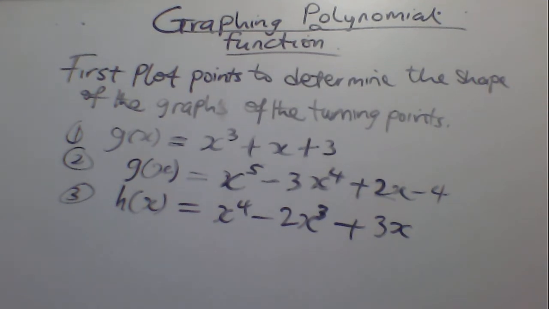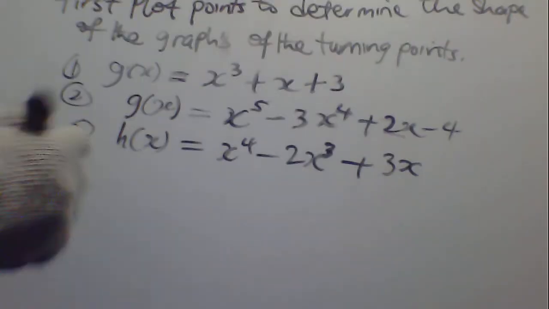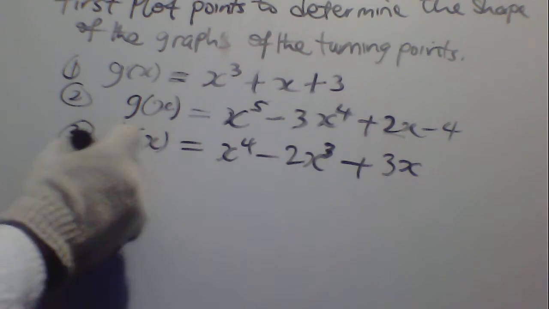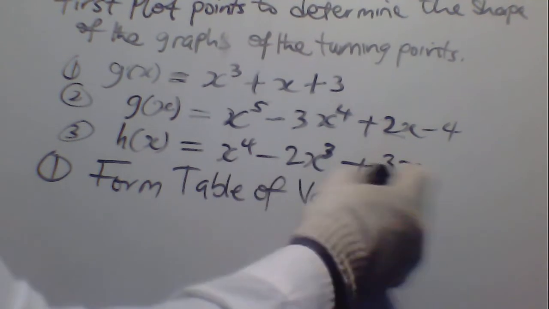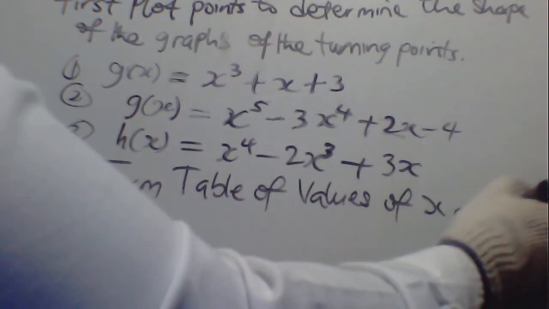So the first thing you have to do is to plot points to determine the shape of the graph and the turning points. These are the functions you are given to plot the graph. I just want to make some reference to the use of a table of values, that is assigning some values of x and then finding the value of g of x, and using the assigned values of x to plot the graph. So let's do the first one. Form a table of values of x and g of x.